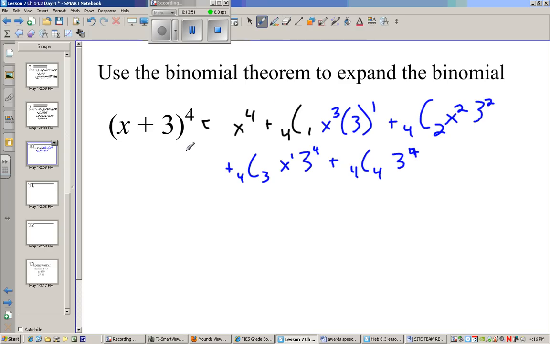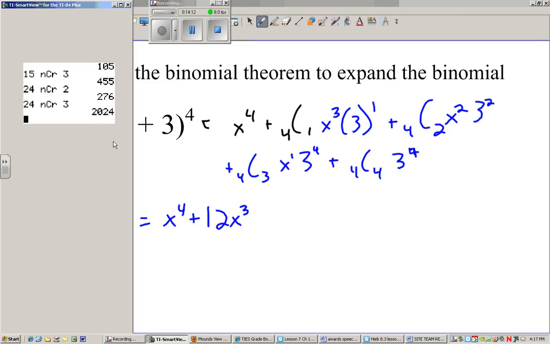All right, so we have equals. X to the 4th is simplified as it can be. 4 choose 1 is just 4. 4 times 3 would be 12, so that would be 12x to the 3rd. 4 choose 2.